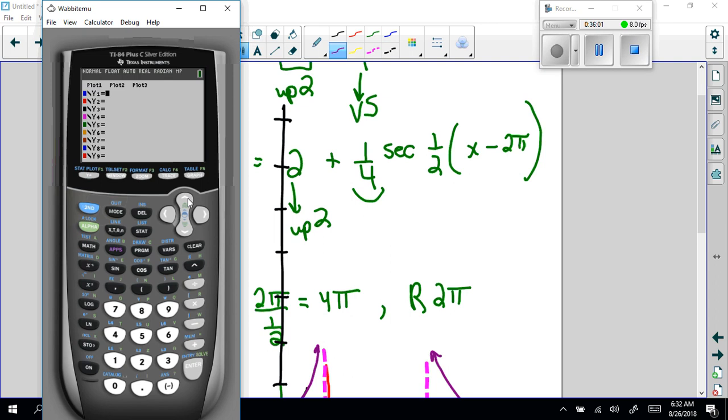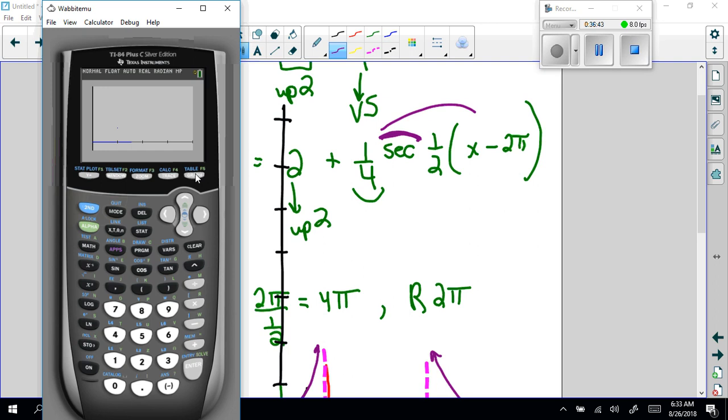So if you want to graph secant, first of all, you got to go. Let's get this piece here. So let's just graph secant of 1/2 x. That's what I'm going for. So 1 divided by secant, which is cos 0.5 x. That's a good start. So let's graph that.